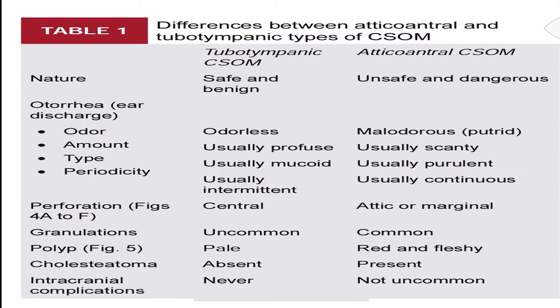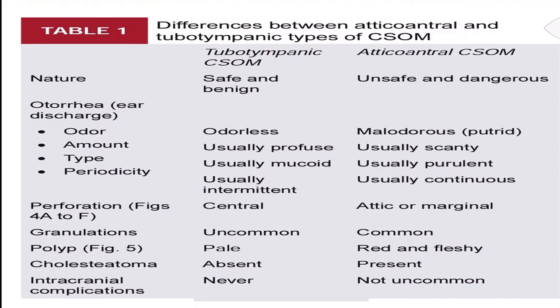So we have read about the two types. Let us compare both of them now: tubo-tympanic and Attico-antral chronic suppurative otitis media. The nature: tubo-tympanic is safe and benign; Attico-antral is unsafe and very dangerous. The ear discharge: tubo-tympanic is odorless; Attico-antral is malodorous. The amount is profuse in tubo-tympanic and scanty in Attico-antral. The type: tubo-tympanic is usually mucoid, whereas Attico-antral is purulent, pus forming. Here it is mucus, here it is pus.